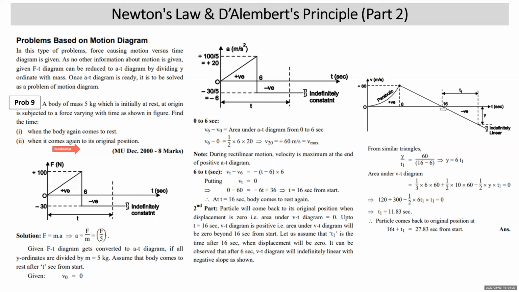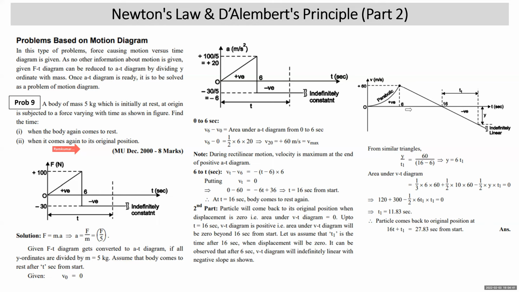This is negative. Now, from similar triangles, y upon t1 is equal to this ordinate 60 upon 16 minus 6, that is 10. Again, I repeat, from similar triangles, this triangle and this triangle are similar. In this triangle, y upon t1 is equal to 60 upon 10. So you get y is equal to 6 t1.